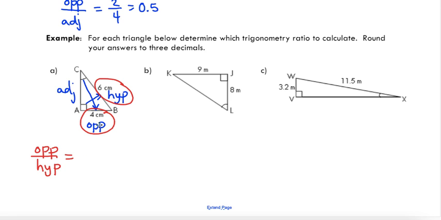And now I'm going to plug in my measurements. My opposite side is 4. My hypotenuse side is 6. And 4 divided by 6 is 0.667. So always round if you need to that third decimal place.